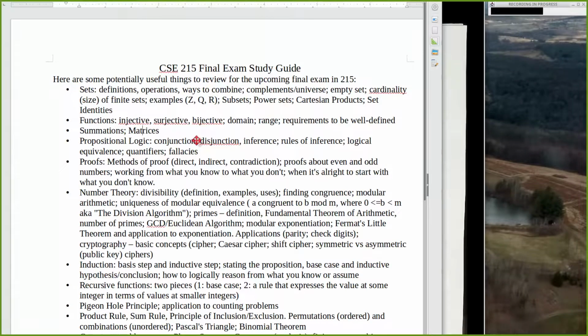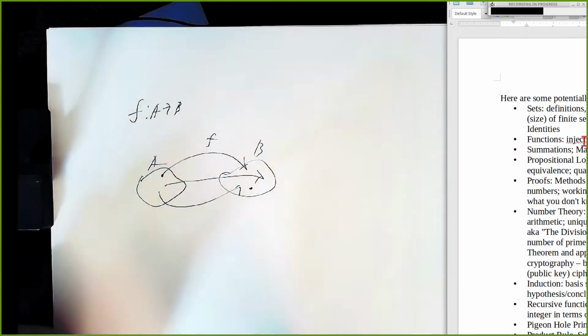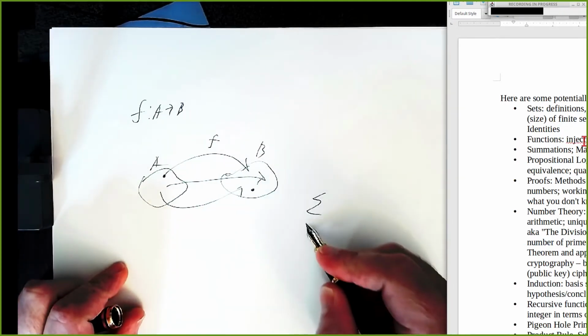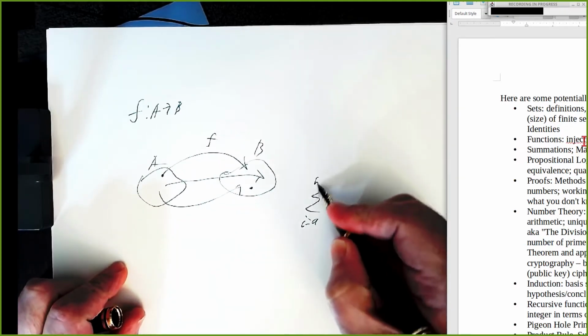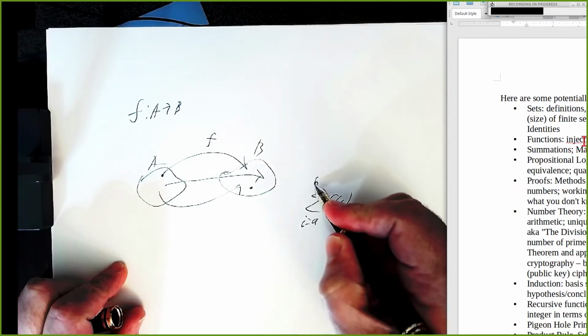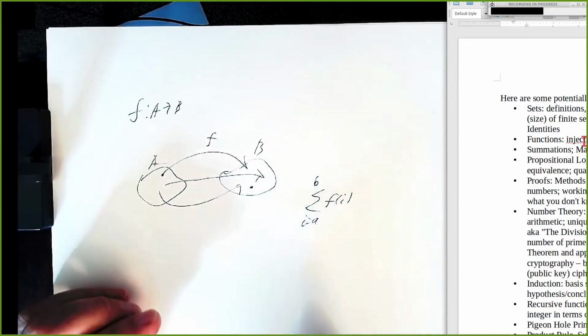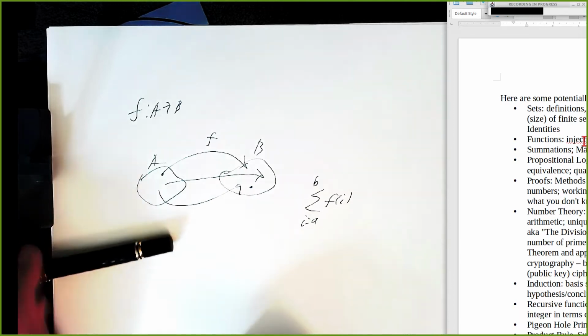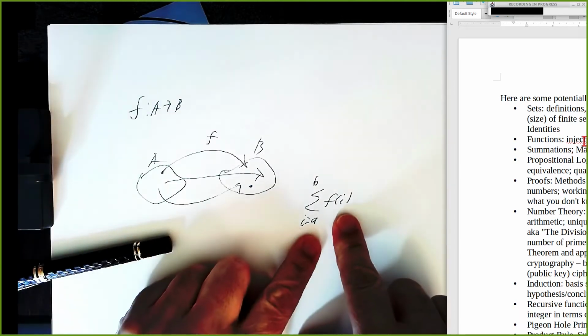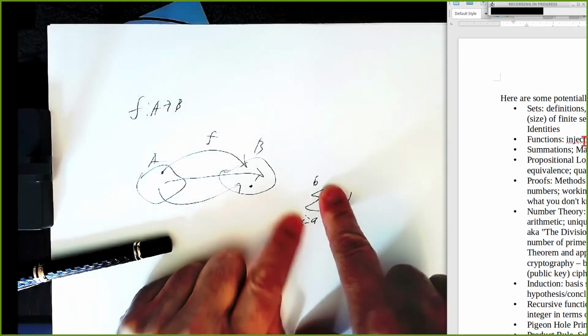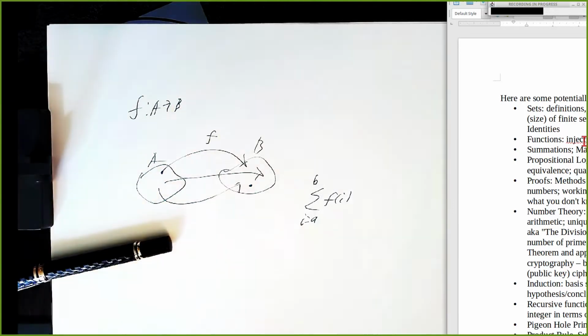Alright, we talked about summation, so this, you know, sigma symbol, sum from i equals a to b of some function f of i. And it's calculate f of a plus 1, f of a plus 2, all the way up to f of b, and just add them together.